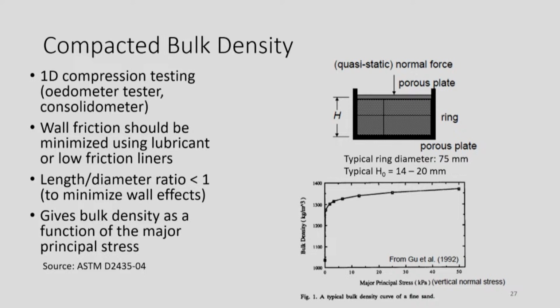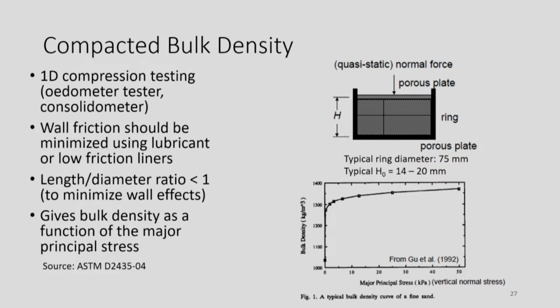So you put samples in a container and then just compact in one direction. You control the forces on all the other three sides and just apply force from the top. And for powders, typically 70 or 75 mm ring diameters are common to get the compact densities. It can vary too, but these are common sizes for powders.